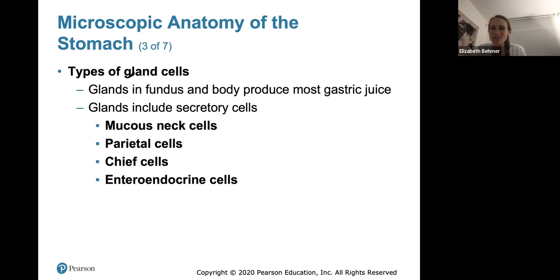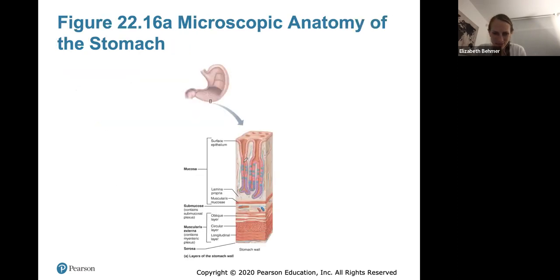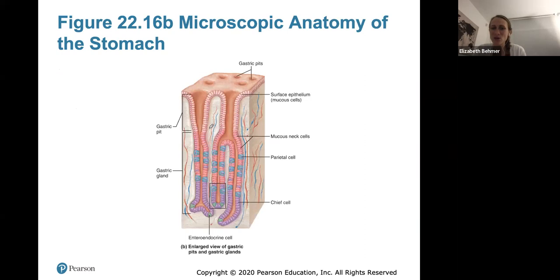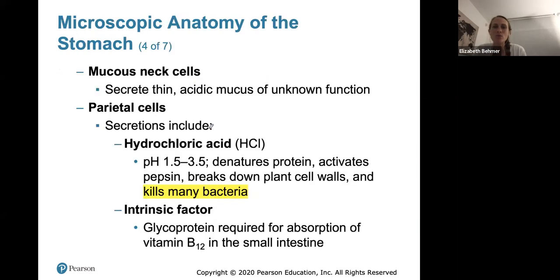So these are the types of gland cells. You can kind of see these different colored cells lining these pits of the stomach. And these are the 4 different types of cells in the stomach. I didn't highlight this, but you should know it. There will be a question or two about the different cells of the stomach: the mucous neck cells, the parietal cells, the chief cells, and the enteroendocrine cells. And we'll go over here.